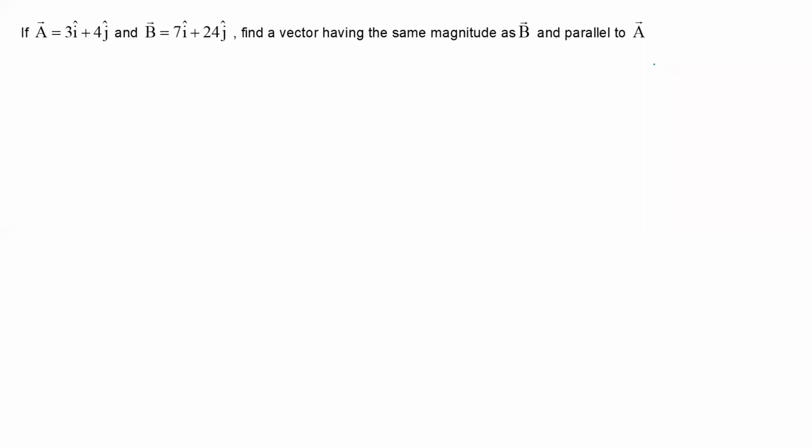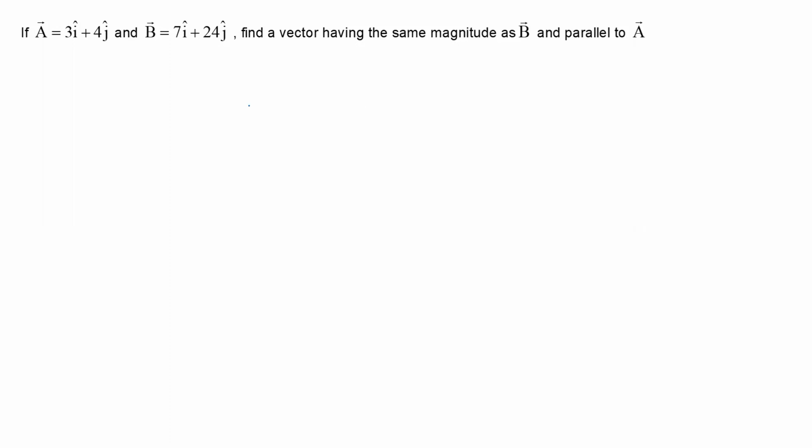Friends, here A is 3 i cap plus 4 j cap and B is 7 i cap plus 24 j cap. Find a vector having the same magnitude as B and parallel to A. Students, any vector parallel to A means it will be along the direction of A. So to give the direction of A, I can multiply by A cap, because by multiplying A cap nothing varies in the magnitude, since a unit vector has magnitude 1, but the direction gets added because I am taking the unit vector of A.